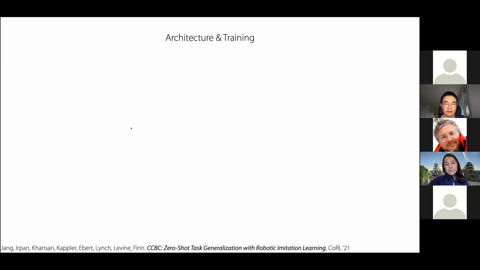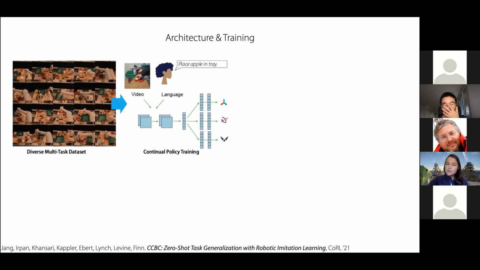Now, if we want to be able to generalize to new tasks, we need to condition the model in a way that allows it to do that. If you just condition on a one-hot vector of the task, then if you give it a new one-hot vector, it won't be able to interpret that and understand what it's supposed to do. So what we're going to do is take our diverse data set and condition the policy on either a video of a human doing a task or a language instruction of the task.